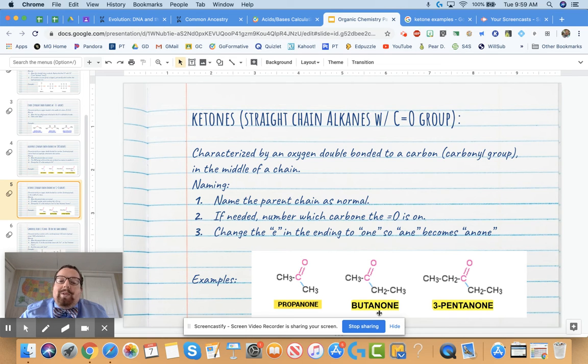In fact, for butanone, we don't even have to specify it if there's two choices, because no matter what, that's going to be carbon number 2. But when we get over here to 5 carbons, we could have put it on carbon number 2 or 3. So here we had to specify that it's on 3, pentanone.